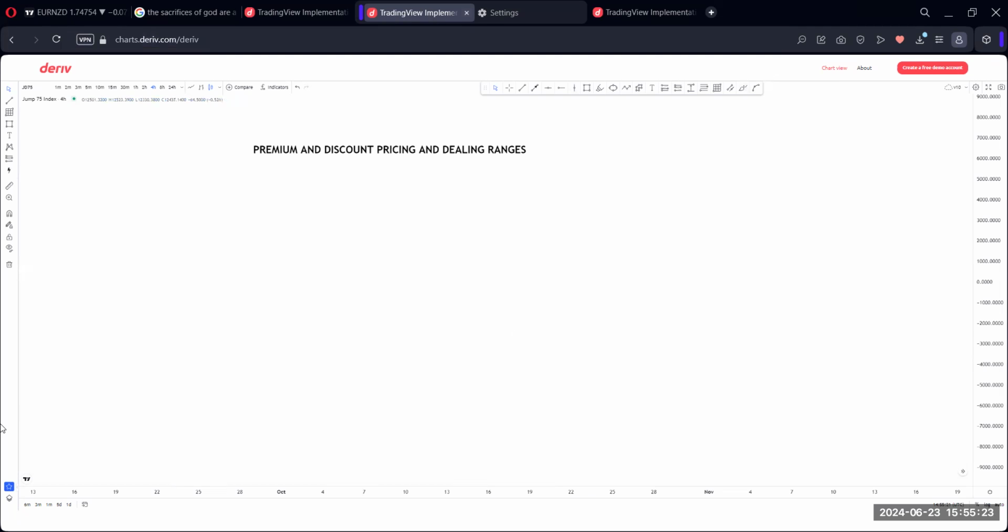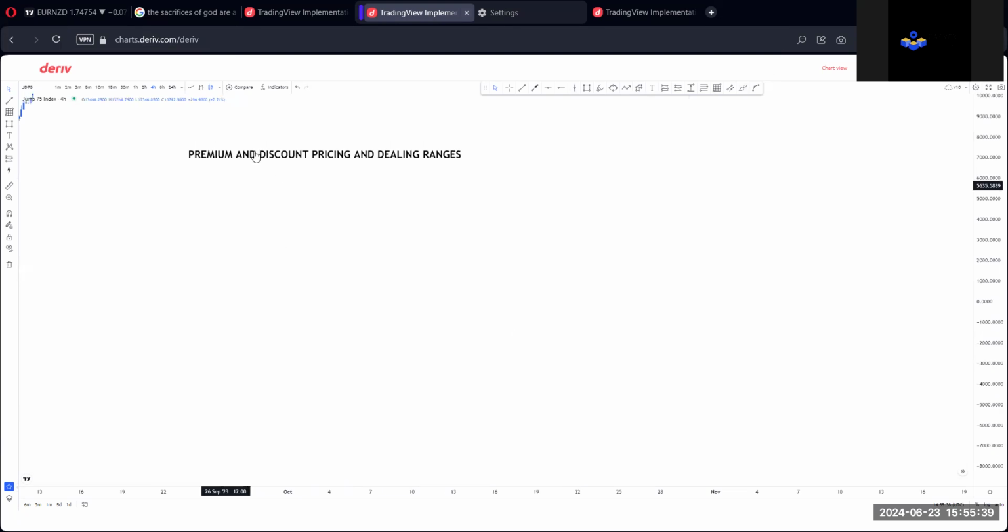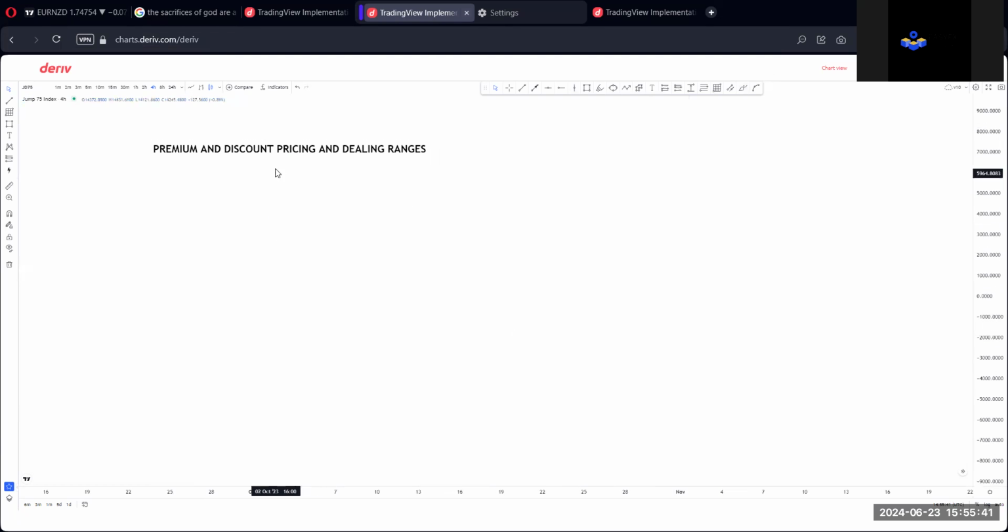So today we are looking at premium and discount pricing and dealing ranges. All right. It may sound familiar. Maybe you know it already, but if you know it already, that is fine. But for those of you who don't know it, it is one of the things that you can inculcate into whatever trading strategy that you have, and it's going to help you to avoid trading at places where you are most likely to be liquidated.